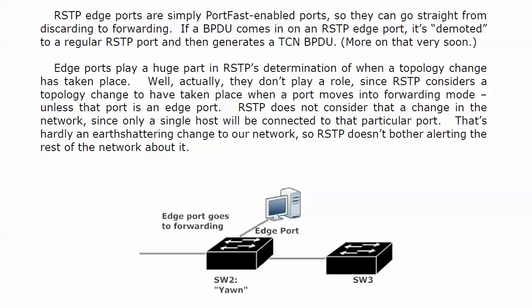And you know what? That makes perfect sense. If a single host is connected to that port and it comes online and the port goes to forwarding mode, big deal. That's basically what switch 2 would say in this situation. Yawn, I don't care, a host is coming online. That's hardly an earth-shattering change to the network, so RSTP does not even bother alerting the rest of the network about it. There's no need to.